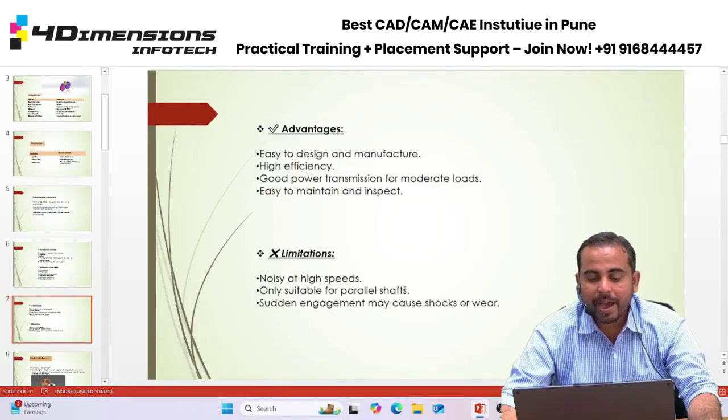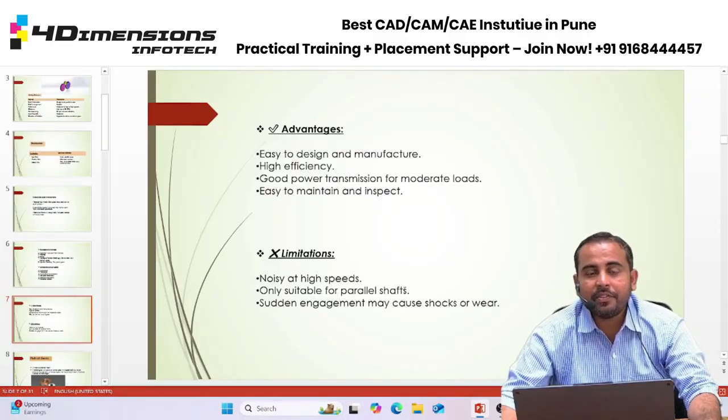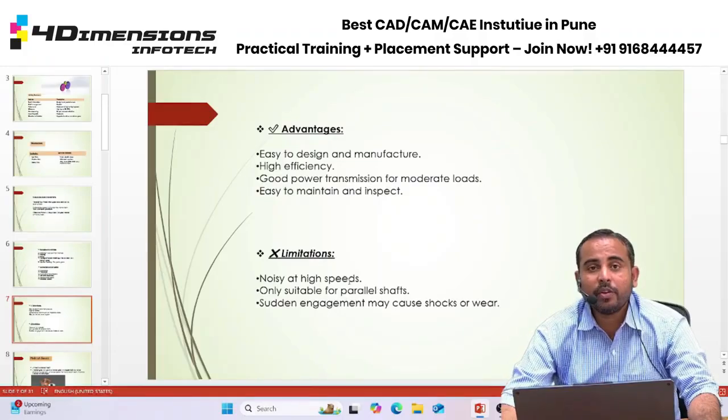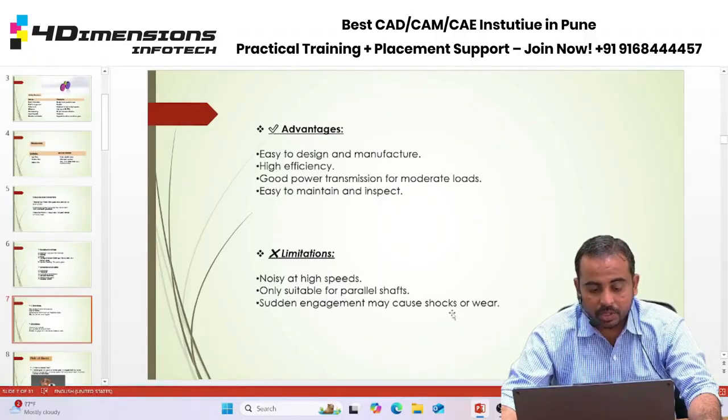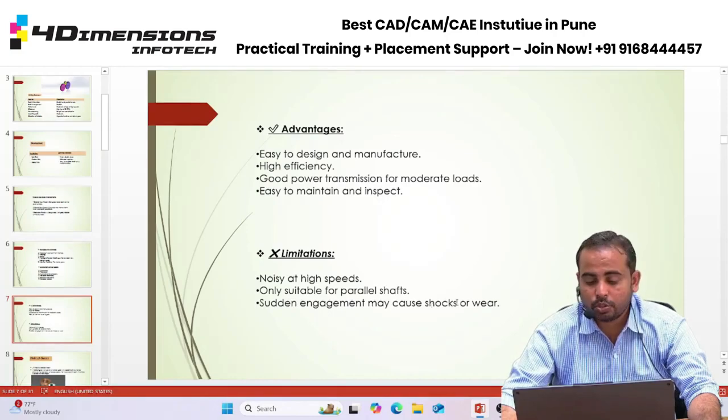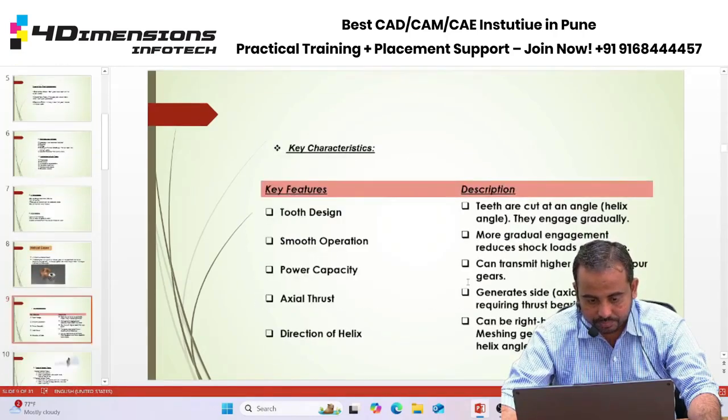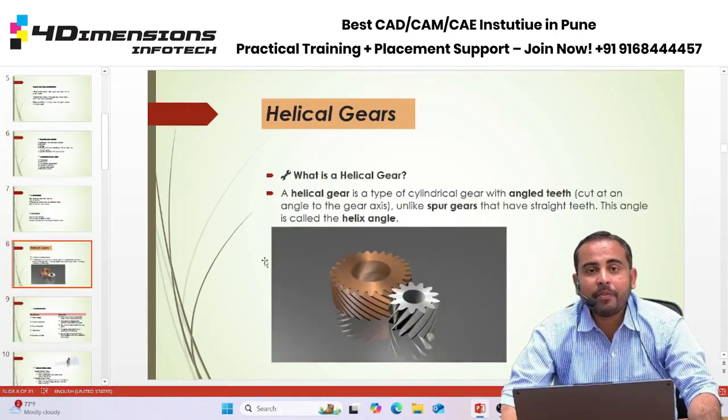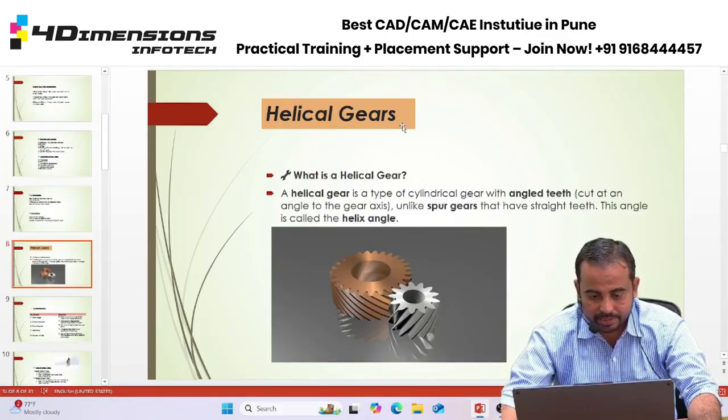They are only suitable for parallel shafts. If the shafts are arranged perpendicular, or at 90 degrees, we cannot use this kind of gear for the arrangement. So they are only usable for parallel shaft arrangements. Sudden engagement may cause shocks and wear, so if they are suddenly engaged, they may cause shocks and wear. Now the next type of gear we are going to see here is helical gears.